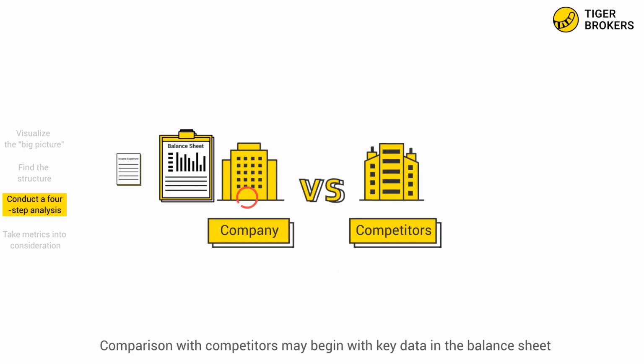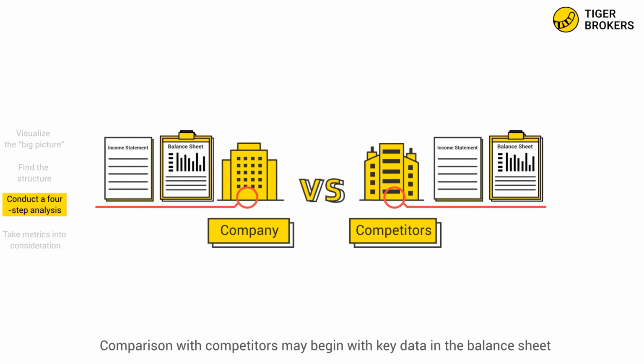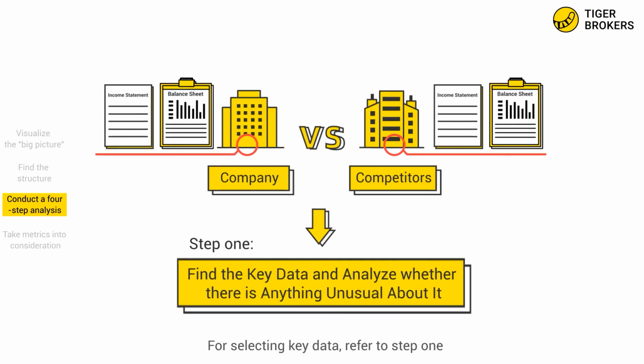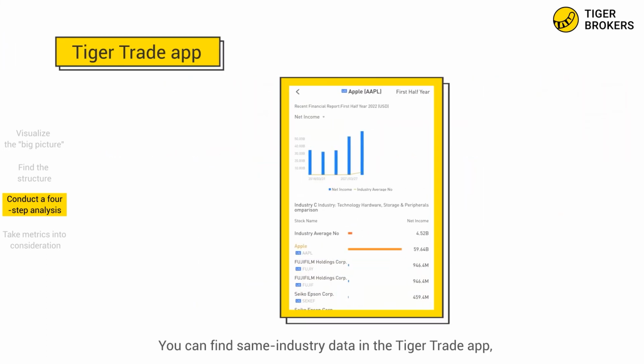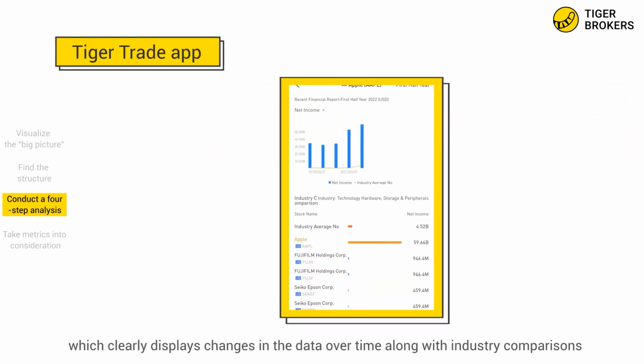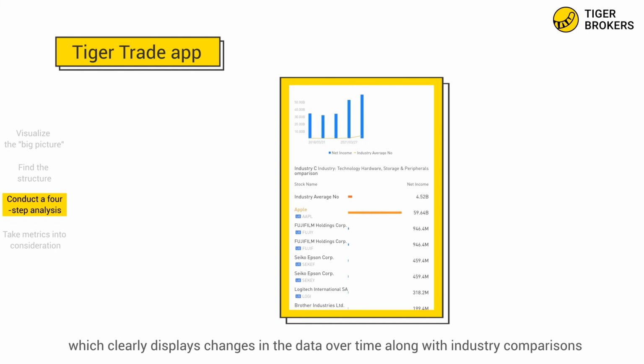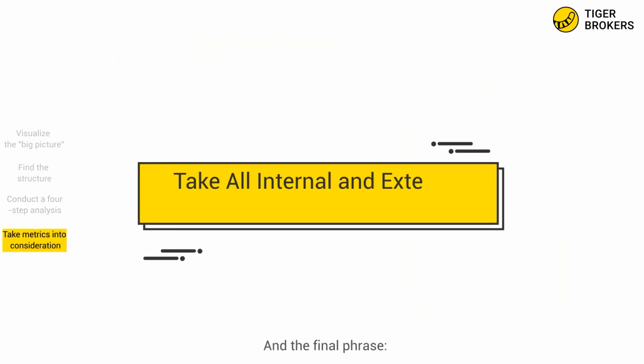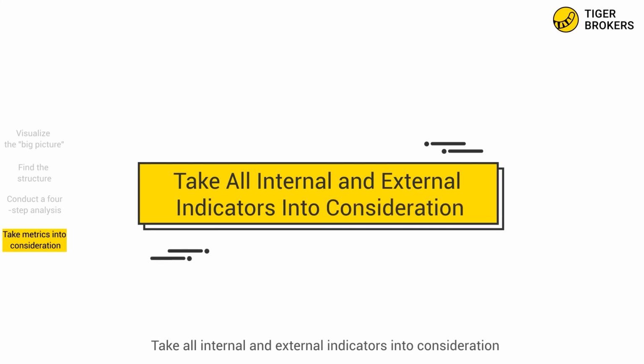Comparison with competitors may begin with key data in the balance sheet and the income statement. For selecting key data, refer to Step 1. You can find same industry data in the TigerTrade app, which clearly displays changes in the data over time along with industry comparisons. And the final phrase: take all internal and external indicators into consideration.